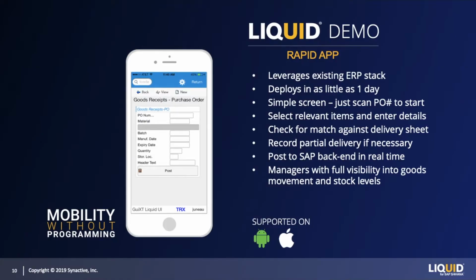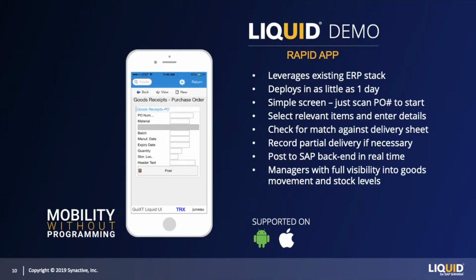The idea here is it's a simple screen. This can be rendered on not even a tablet, in fact, it's designed for a phone or an even smaller screen than a tablet. All that's needed to start is just to scan the PO number. From there, we're going to select any relevant items and enter the details for those items. Then we're going to match that against the delivery sheet. This can record a partial delivery if that's necessary. And then it posts back to the SAP backend in real time, just like the Direct Connect app.